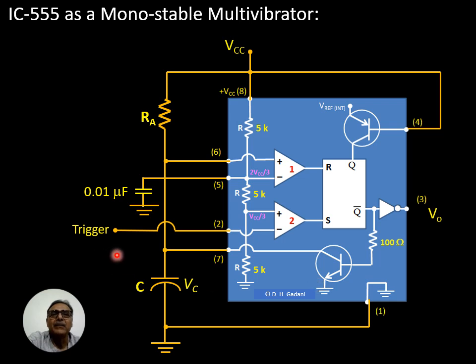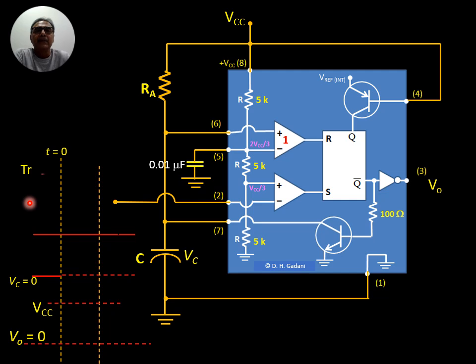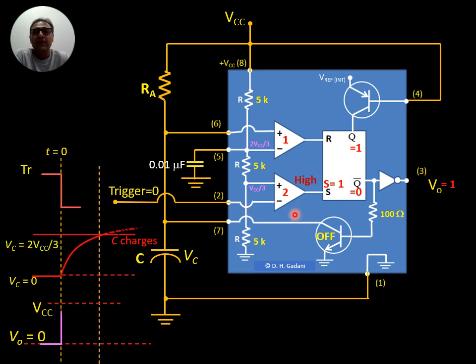We can apply the trigger at pin number 2. So whenever pin number 2 is connected to the ground, the voltage at inverting terminal of comparator 2 becomes 0, and the voltage at non-inverting terminal of comparator 2 is VCC by 3, as the voltage across this resistance is VCC by 3. Due to this, the comparator 2 output becomes high and it sets the flip-flop.